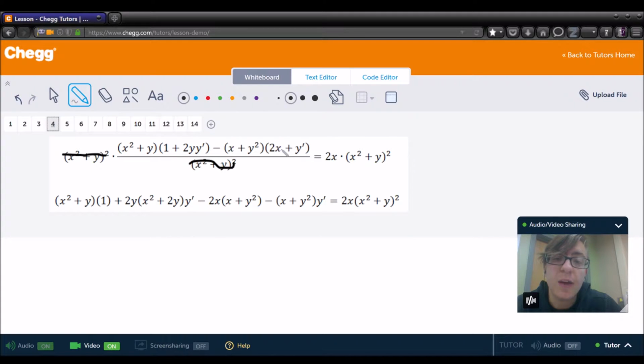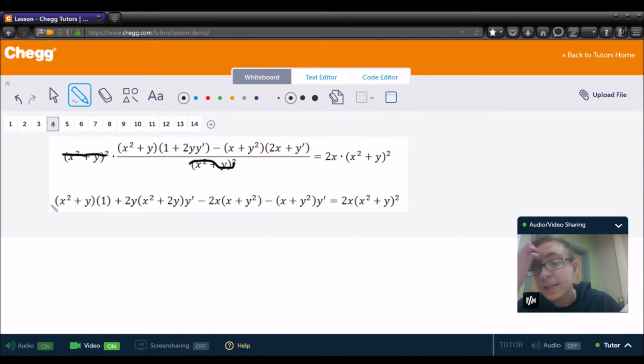And that's because we have x squared, so you bring down the 2, and you have x. And then you had just y here, so since you're taking the derivative of that, you'll have y prime. And then on the right side, we multiply both sides by the denominator, thus canceling out the denominator on the left side, and you have 2x times x squared plus y squared, the whole thing squared.